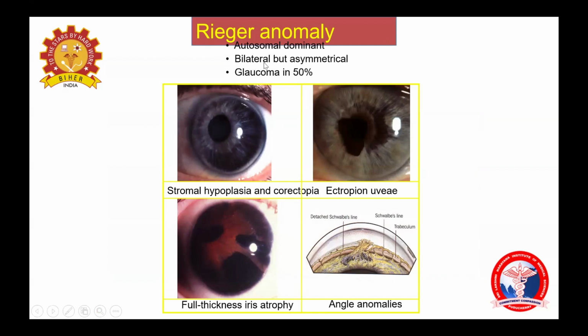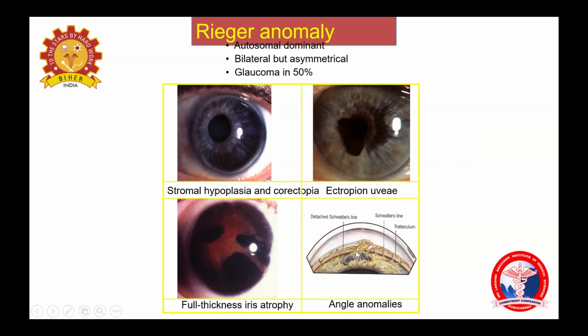Rieger's anomaly is autosomal dominant. It could be bilateral but asymmetrical, and approximately 50% of patients with Rieger's anomaly can develop glaucoma. So you could see stromal hyperplasia, corectopia, and ectropion uvea. And in this case, full thickness iris atrophy can also happen.